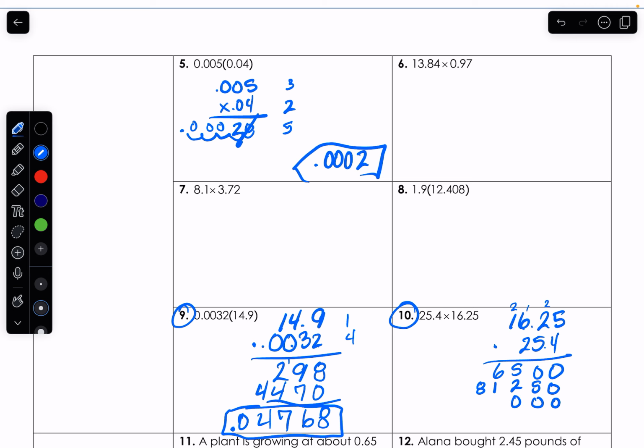2 times 5 is 10. Carry the 1. 2 times 2 plus 1 is 5. 2 times 6 is 12. Carry the 1. And finally, 2 times 1 plus 1 is 3. Drop 0, 0, 5, 7.